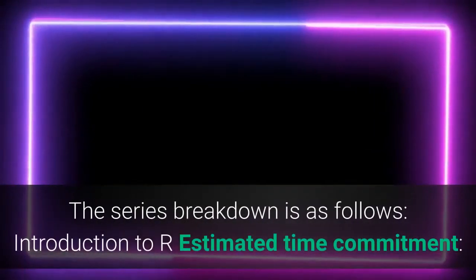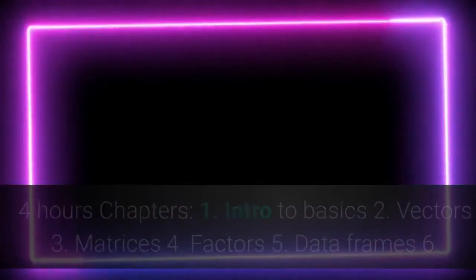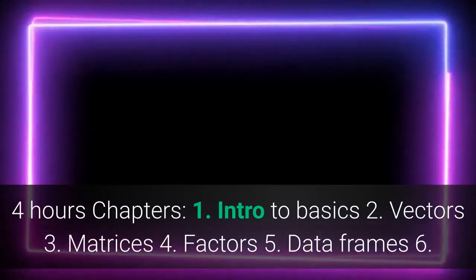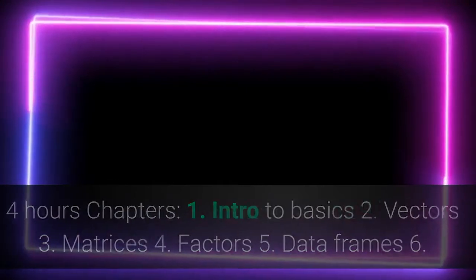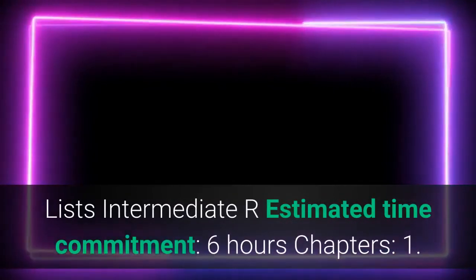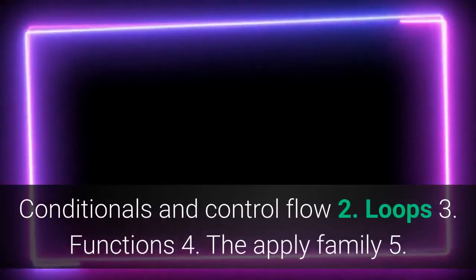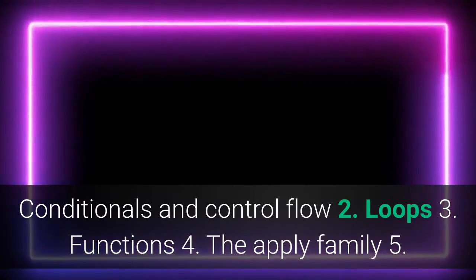The series breakdown is as follows. Introduction to R. Estimated time commitment, 4 hours. Chapters: 1. Intro to Basics, 2. Vectors, 3. Matrices, 4. Factors, 5. Data frames, 6. Lists. Intermediate R. Estimated time commitment, 6 hours. Chapters: 1. Conditionals and control flow, 2. Loops, 3. Functions, 4. The Apply family, 5. Utilities.